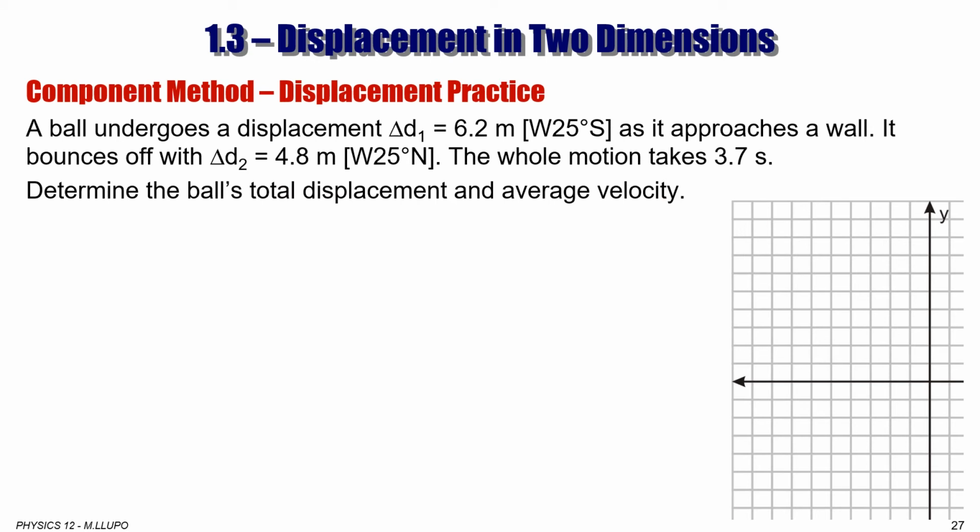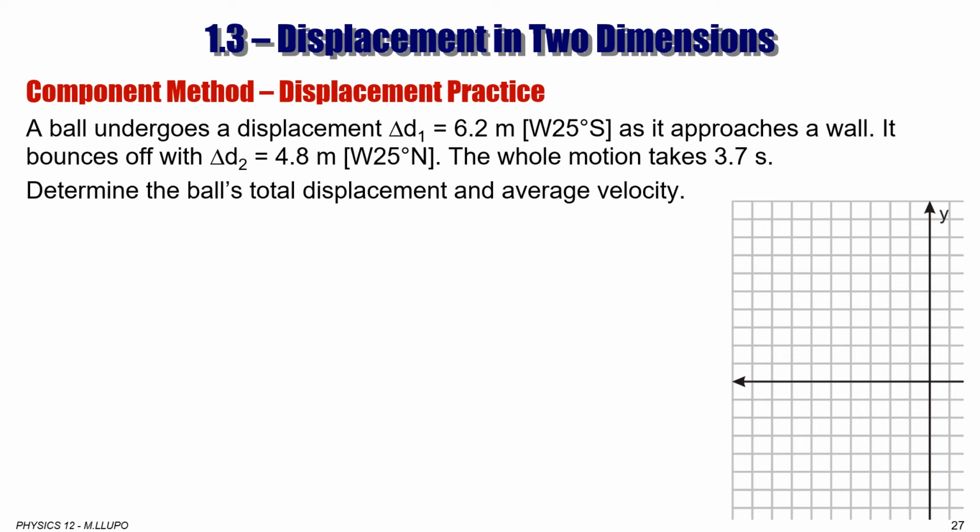Okay, now it's a real thing. It's a practice. What I want you to do is get a piece of paper, get a pencil, get a calculator, and then do it with me. A ball undergoes a displacement of ΔD1, 6.2 meters west 25° south. As it approaches a wall, it bounces off with a ΔD2, 4.8 meters west 25° north. The whole action takes 3.7 seconds. Determine the ball's total displacement and average velocity.